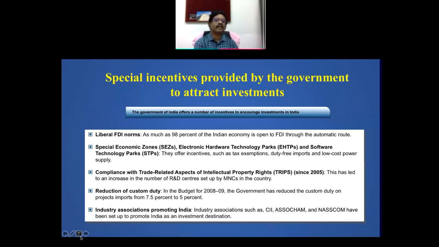Like liberal FDI norms. As much as 98% of the Indian economy is open to FDI through the automatic route, like foreign direct investments. Whatever the area of business you talk about, you can get foreign direct investments. 98% means almost 100%, my dear students. So that is a big push for you. And then special economic zones, electronic hardware technology parks, and software technology parks offer incentives such as tax exemptions, duty-free imports and low cost power supply.